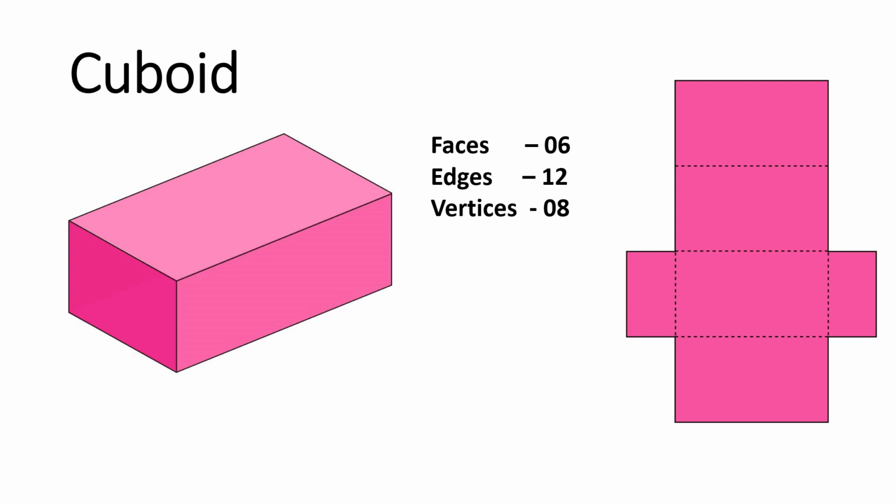Cuboid. The block of a cuboid is shown. Using this block we can make a cuboid. Examples for cuboids are bricks and boxes. Here there are 6 faces, 12 edges and 8 vertices.